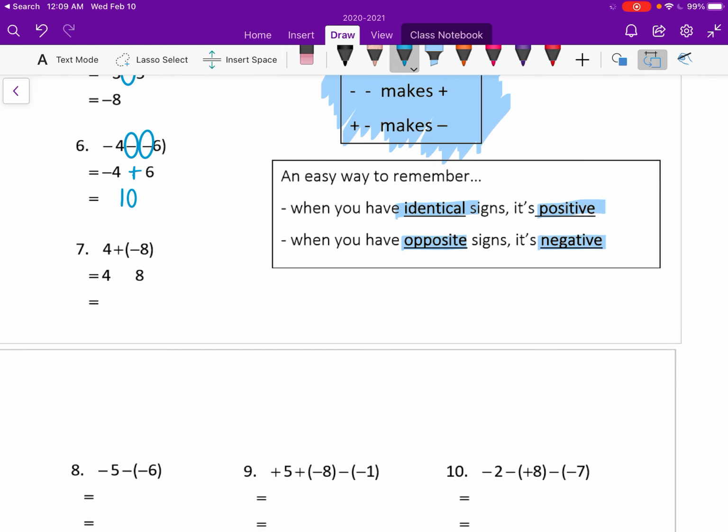Then you have 4 plus negative 8. This is a positive, this is a negative. They're opposite signs, so it becomes a negative, right? So I'm going to say, this becomes 4 minus 8. 4 minus 8 is going to give me negative 4. Cool?